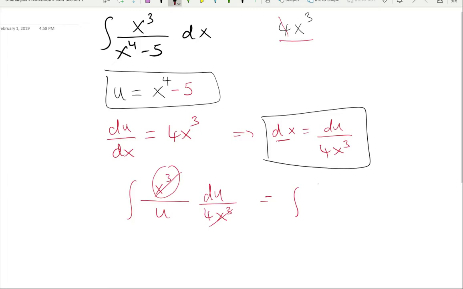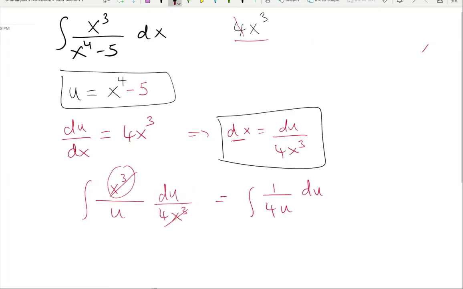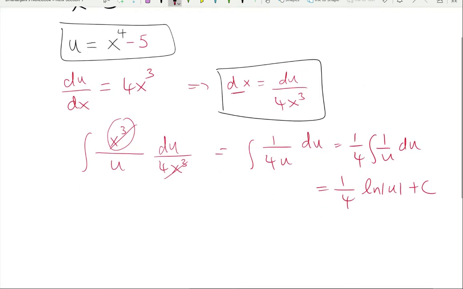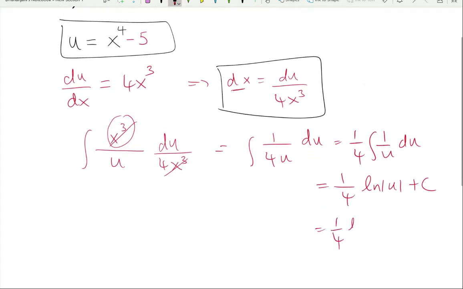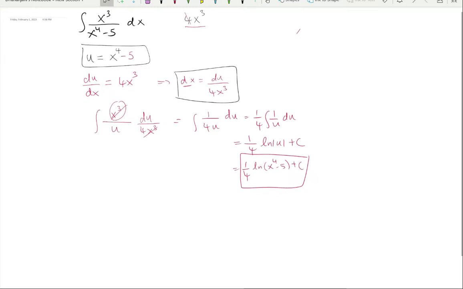Now here this seems to be like 1 over 4u, right? Don't forget that 1/4. So let's take that 1/4 out of the integral. So you're integrating 1 over u with respect to u. So this is 1 over 4 natural log of the absolute value of u plus c. Now what is our u? It's x to the 4 minus 5. So the answer is 1 over 4 natural log of the absolute value of x to the 4 minus 5 plus c. Alright, so this is the solution for this integral.